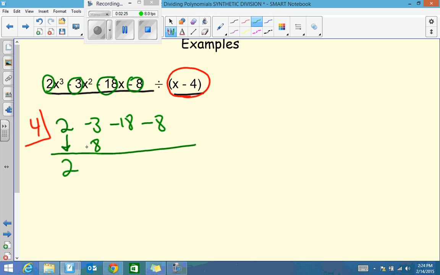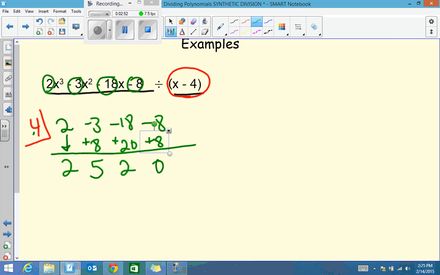Now we're going to add: -3 plus 8 is positive 5. Next we're going to multiply again. 4 times 5 is 20. We're going to add down. -18 plus 20 is 2. We're going to multiply again. 4 times 2 is 8. And add again. -8 plus 8 is 0.